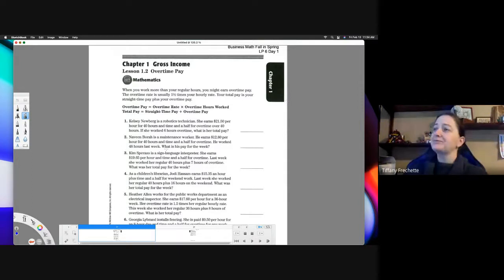In this one, we're just going to look at some overtime rate. So they always have a summary here, and then they give us a little spot where they put some formulas up top. Again, not all the formulas all the time, most of them, but sometimes they're left off. So when you work more than your regular hours, you might earn overtime pay. The overtime pay is usually 1.5 times your hourly rate. Your total pay is your pay plus your overtime pay.